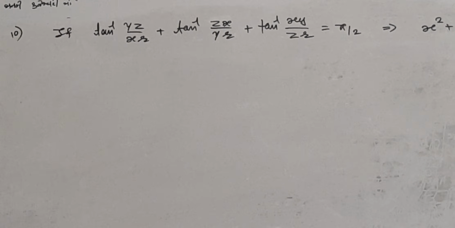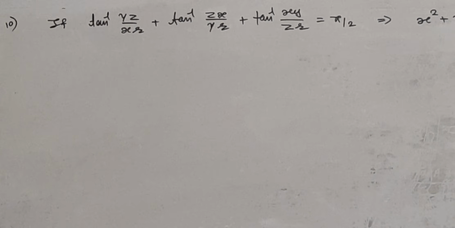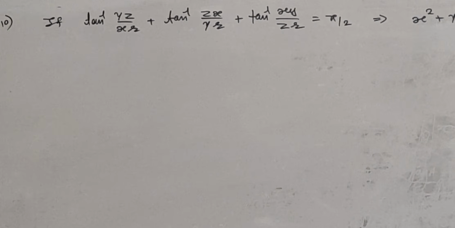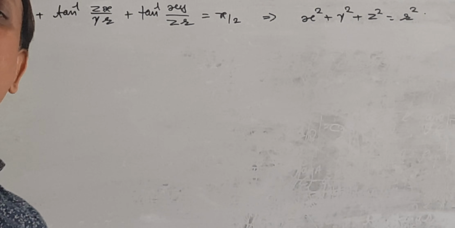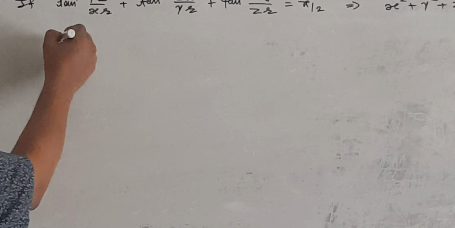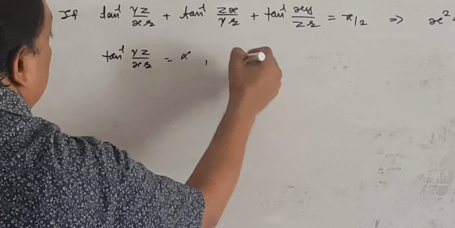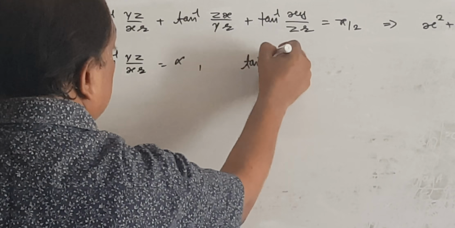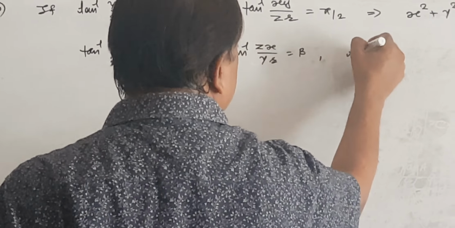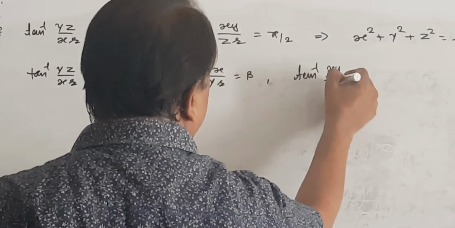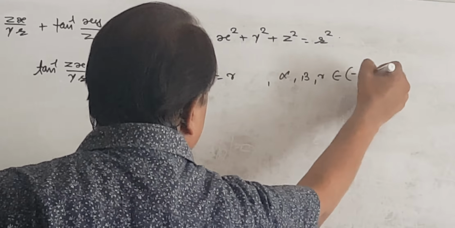Okay, now see this sum is a little bit lengthy. It's quite similar. Tan inverse yz upon xr plus tan inverse zx upon yr plus tan inverse xy upon zr is pi by 2. We have to prove x square plus y square plus z square equal to r square. Starting is similar. Suppose tan inverse yz upon xr is alpha, tan inverse zx upon yr is beta, and tan inverse xy upon zr is gamma, where alpha, beta and gamma belong to the open interval.